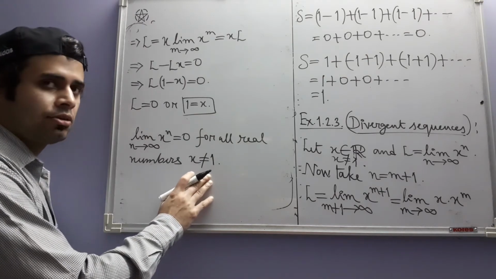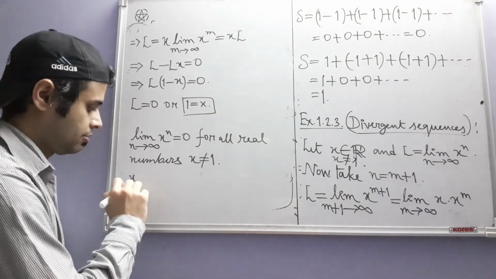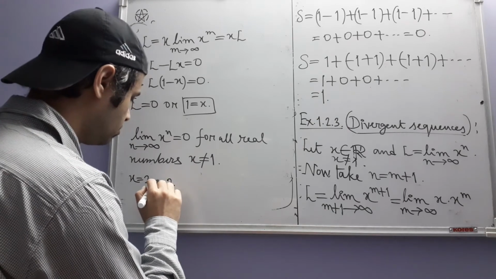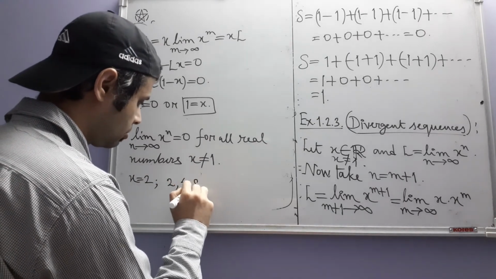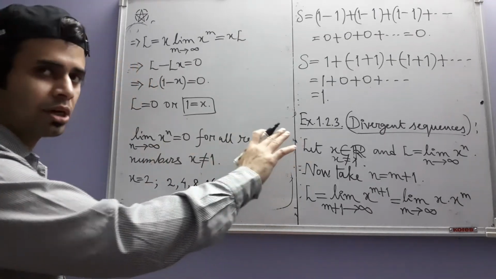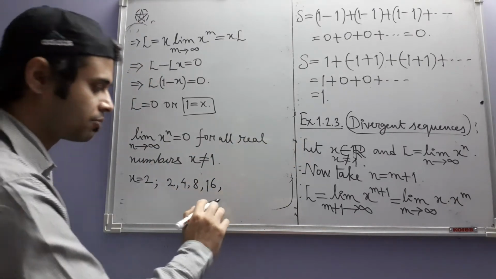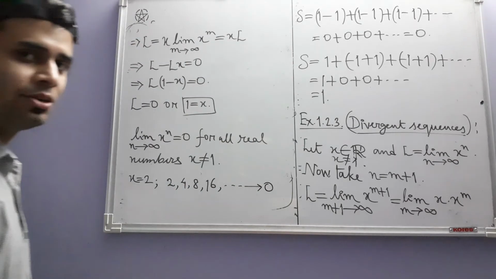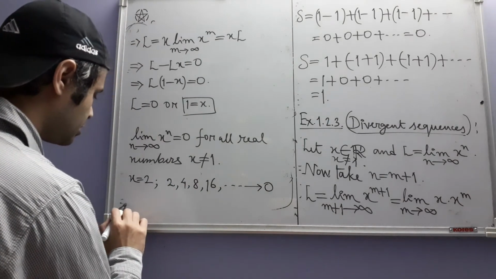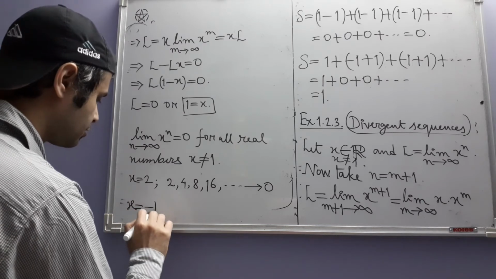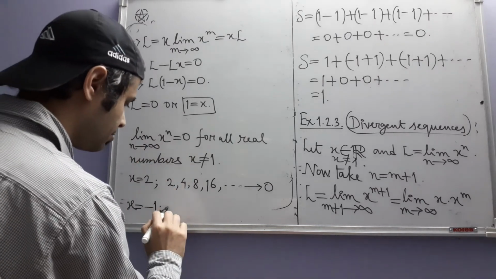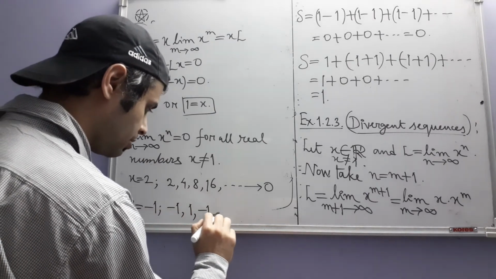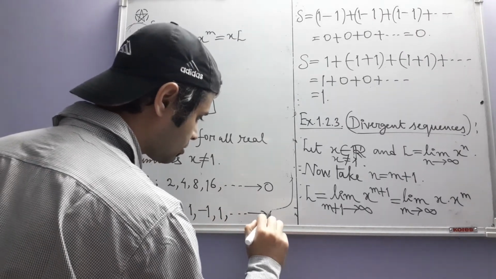But then for some particular value of x, okay, let's just take x equal to 2. For this value, we get the sequence 2, 4, 8, 16, because we have powers of 2. 2, 2 square, 2 cube, 2 to the power 4 and so on, 32. This sequence is converging to 0. Okay. Or, for example, if I take x equal to minus 1, then I will have minus 1, then minus 1 whole square 1, minus 1 cube minus 1, then again 1. This sequence is also converging to 0.